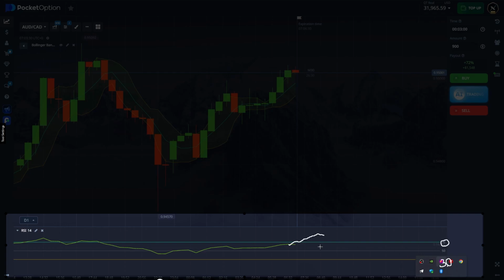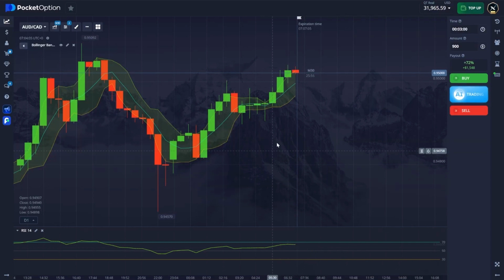When the asset rises above 70, it's considered overbought and will likely fall soon. When it drops below 30, it's oversold and will probably rise. This gives us a clear visual signal of potential reversals. I covered RSI in greater detail in my previous video, so if you want a deeper explanation, make sure to check that out.